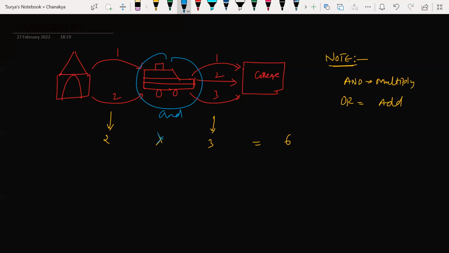So multiplication. Getting my point? Are you understanding, guys? Going to the auto station, catching the auto and going to college. And I am using "and" here, look, I am using "and" here. So therefore 2 into 3 which gives me 6 ways. Yes, see sir, I could do it that way, but I don't want to do it that way.